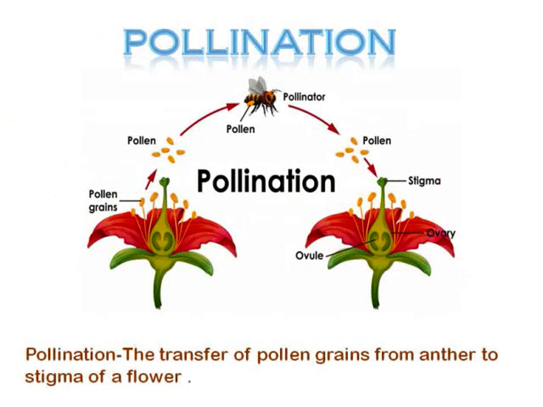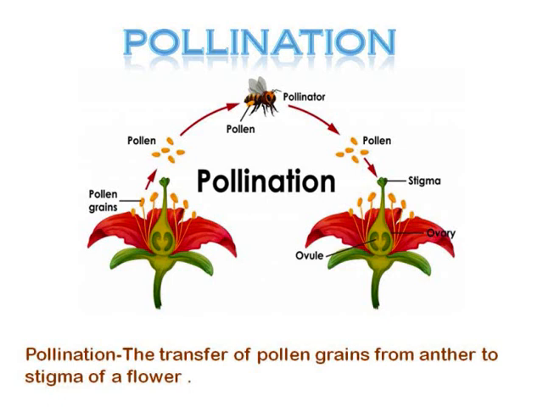Pollination is the transfer of pollen grains from the anther of one flower to the stigma of the same or another flower. It is said to be the first process of fertilization in the flower. Pollen grains, which contain the male gamete, are present in the anther of the flower.